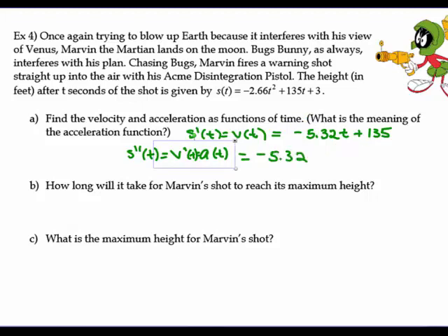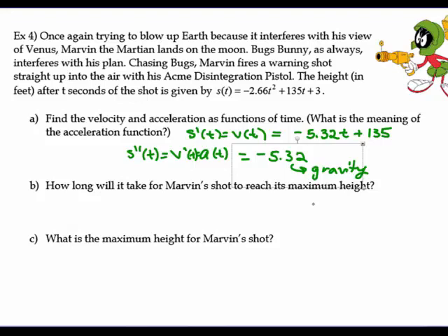What's the meaning of acceleration? When you're talking about something like this, it is gravity. Acceleration isn't always gravity, but when you're talking about something that's going straight up or straight down or both, your acceleration function is going to be your acceleration due to gravity. Okay. All right, so how long will it take Marvin the Martian's shot to reach its maximum height?